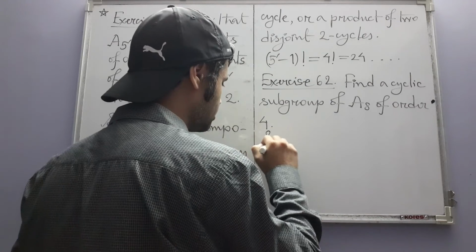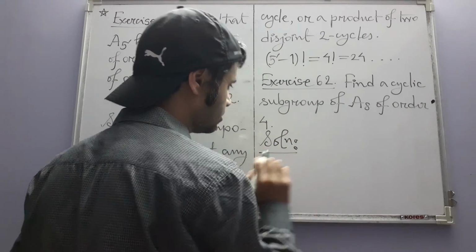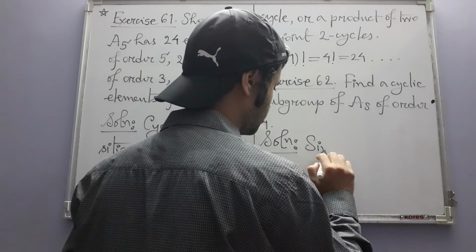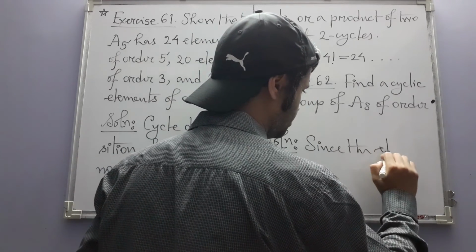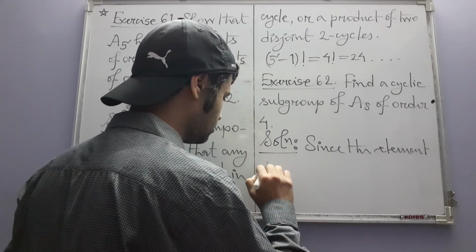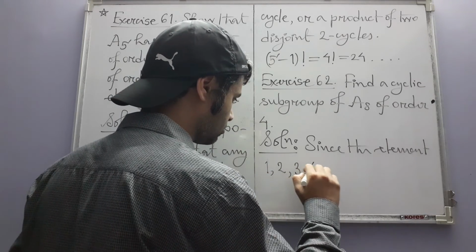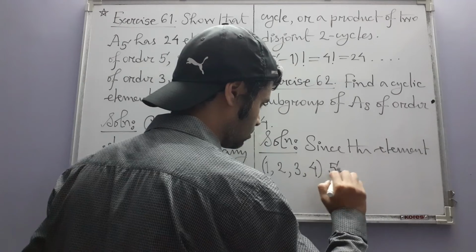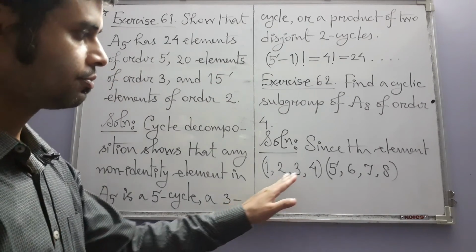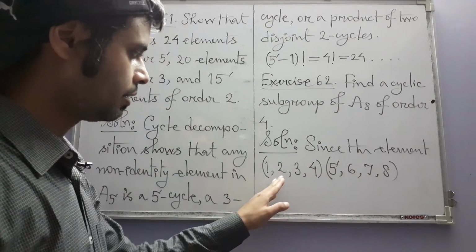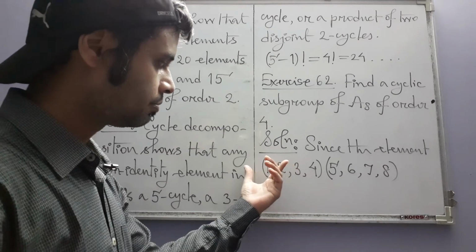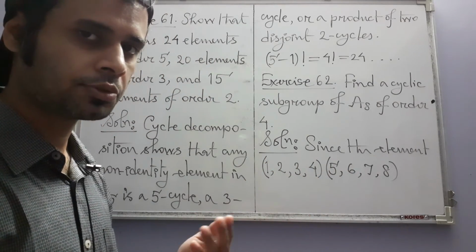To salvage the situation, you can of course consider this. Since the element, this, which is a product of 2 4 cycles. Do you see the trick here? Because we are taking 2 4 cycles which are disjoint, the order of this permutation will be the LCM of 4 and 4, which is 4.